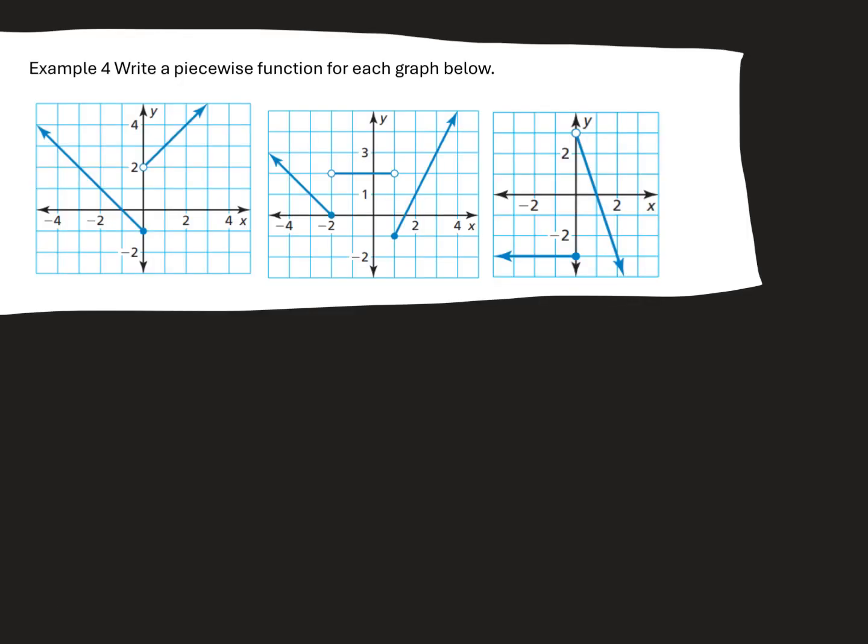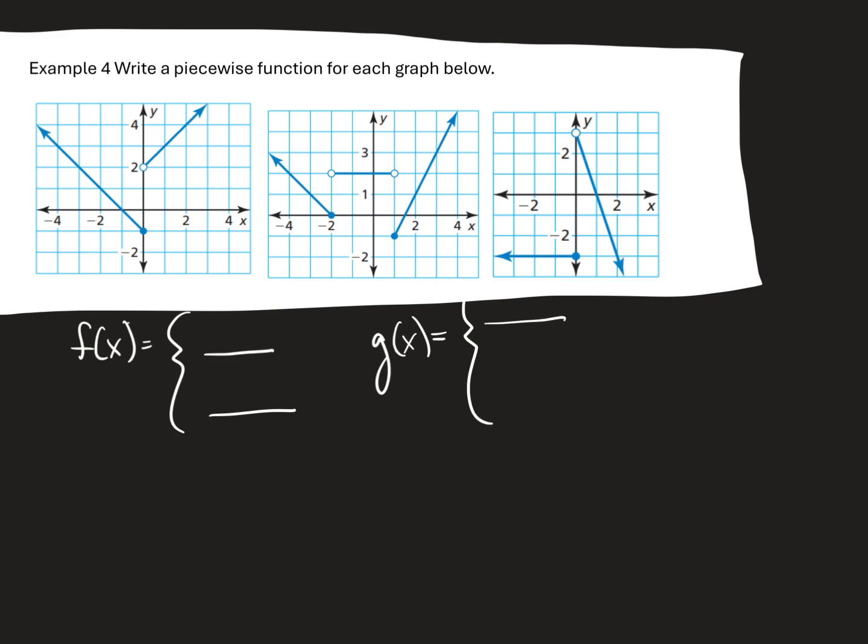And the last thing we're going to do is write the piecewise function for each of the graphs below. If you will notice, and I'm going to write underneath each of them right now, the first function has 2 pieces. So I'm going to set it up for 2 pieces. The second function has 3 pieces. I'm going to call that g of x. That way it's different. That's why we have function notation, to have different kinds. And there's 3 pieces, 1, 2, 3. And the last one I'm going to call h of x. There's only 2 pieces there.